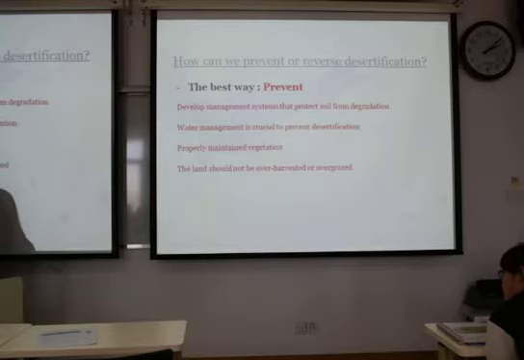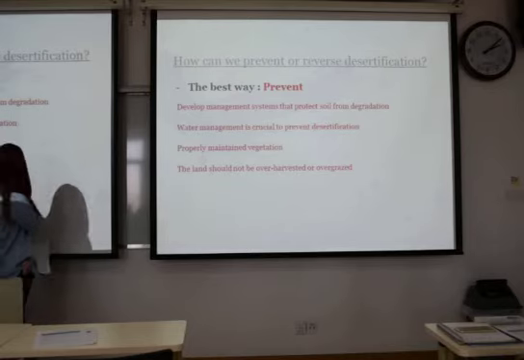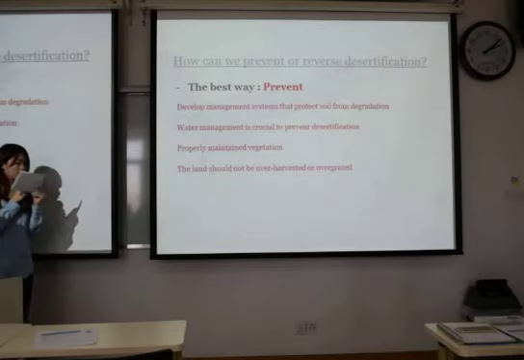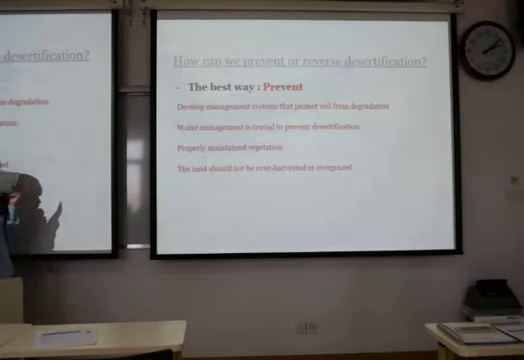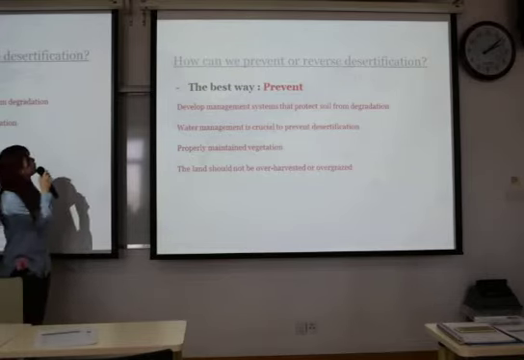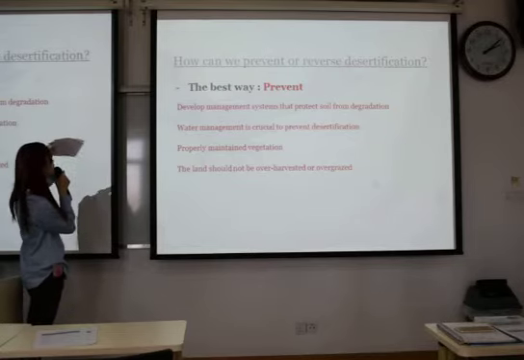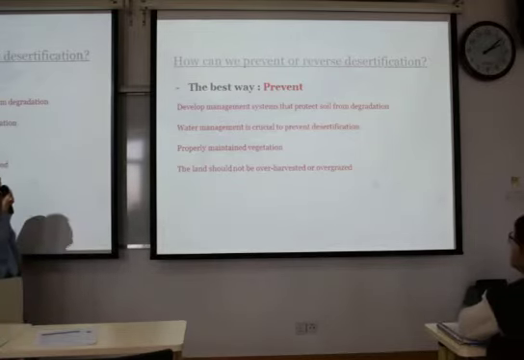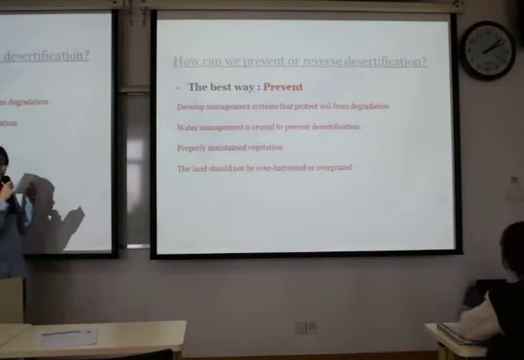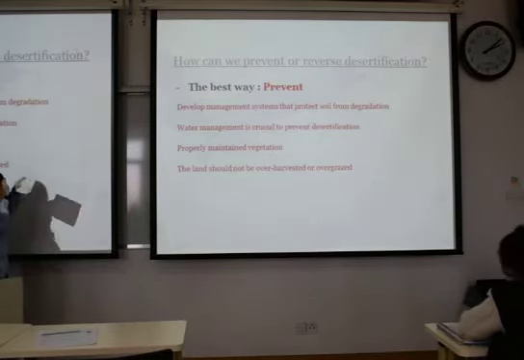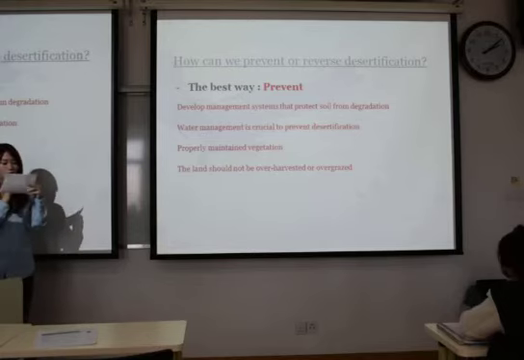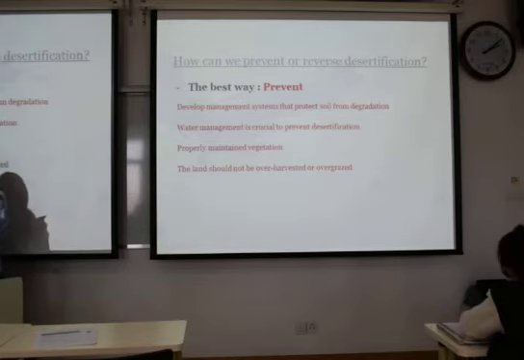The best way to deal with desertification is to prevent it. It has been demonstrated in areas where desertification is minor that preventing desertification is much more cost-effective than trying to reverse it. One of the ways to prevent desertification is to develop management systems that protect soil from degradation. This problem occurs because of overgrazing, overfarming, and poor irrigation practice that cannot be sustained.